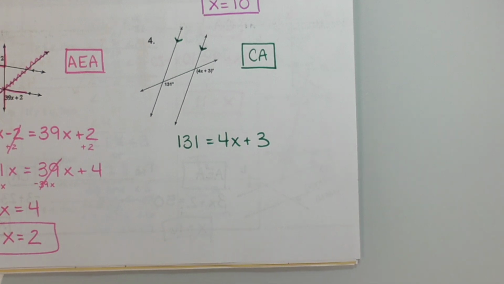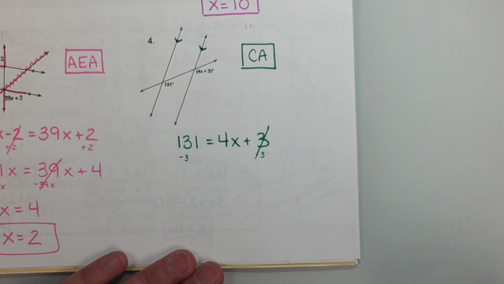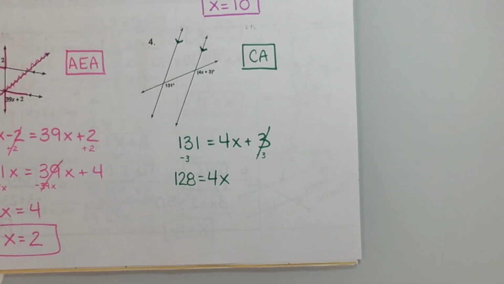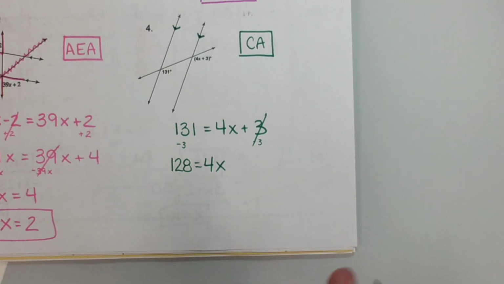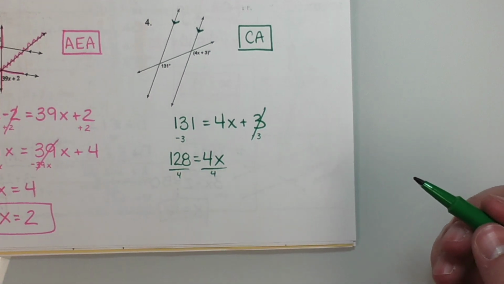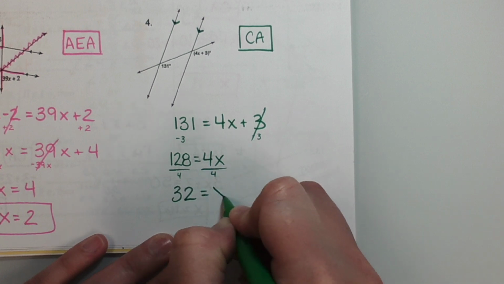Cam? If I want to solve, what are you going to tell me to do? We get? 128. 128 equals 4x. Peyton, what would we do next? Divide by 4. 32? Yep. Sweet. 32 is equal to x.